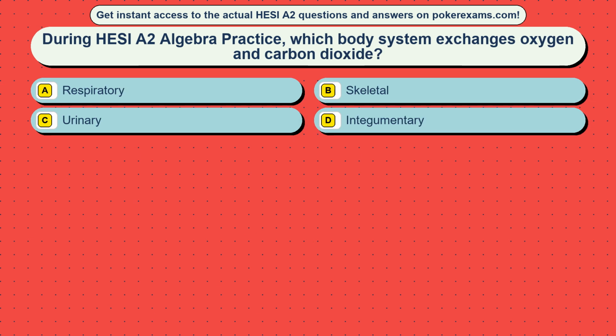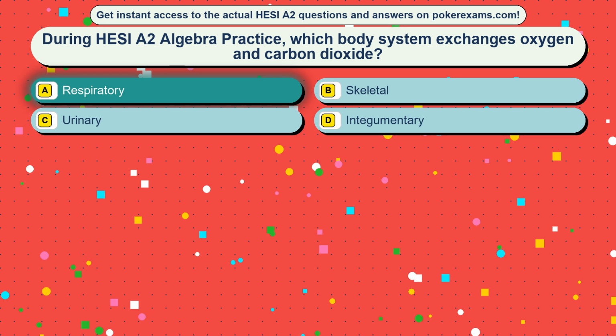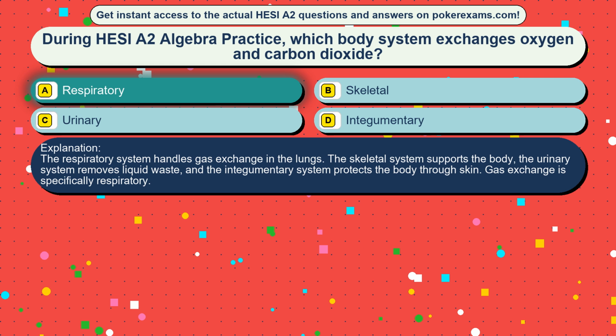Question 41. During HESI A2 algebra practice, which body system exchanges oxygen and carbon dioxide? Option A, respiratory. Option B, skeletal. Option C, urinary. Option D, integumentary. The correct answer is option A, respiratory. The respiratory system handles gas exchange in the lungs. The skeletal system supports the body, the urinary system removes liquid waste, and the integumentary system protects the body through skin. Gas exchange is specifically respiratory.